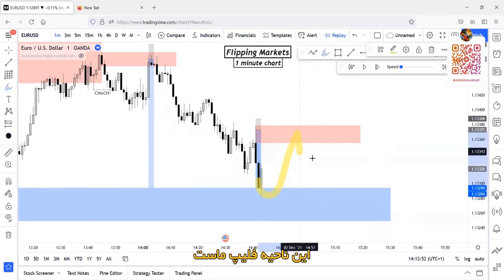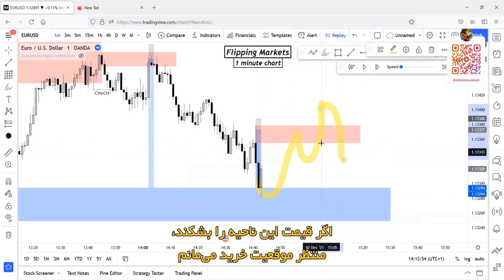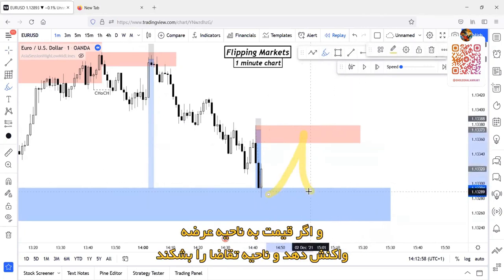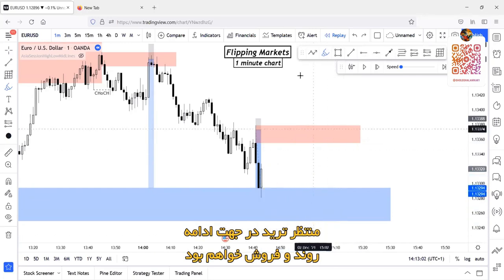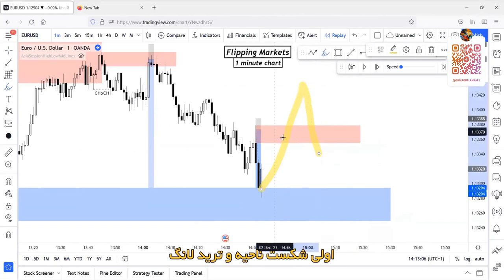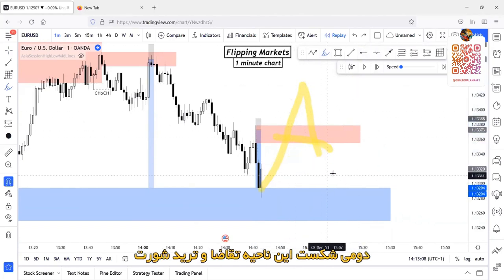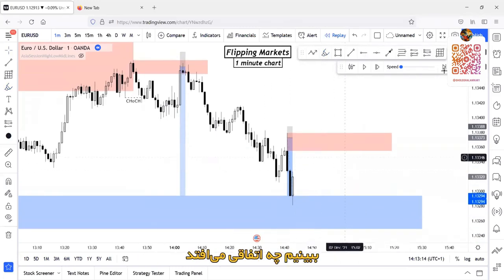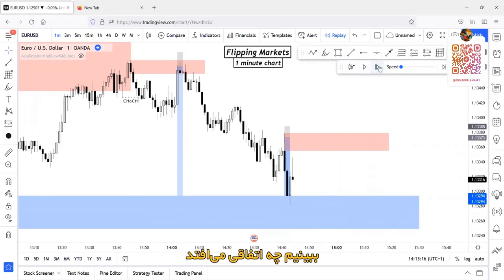If price breaks this zone, I will wait for the long entry. If price respects this zone and creates another break of structure and breaks this zone, I will wait for a continuation entry. So we have two scenarios here. The first is to break this zone and look for a long trade. The second one is to break this demand zone and wait for a continuation short trade. Let's see what happens. Play price.